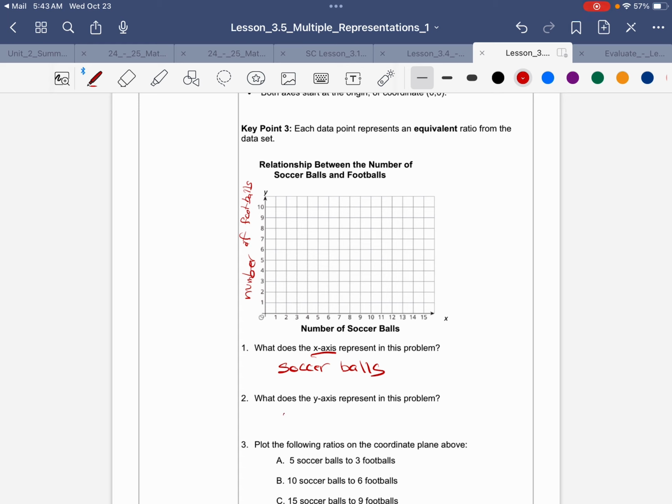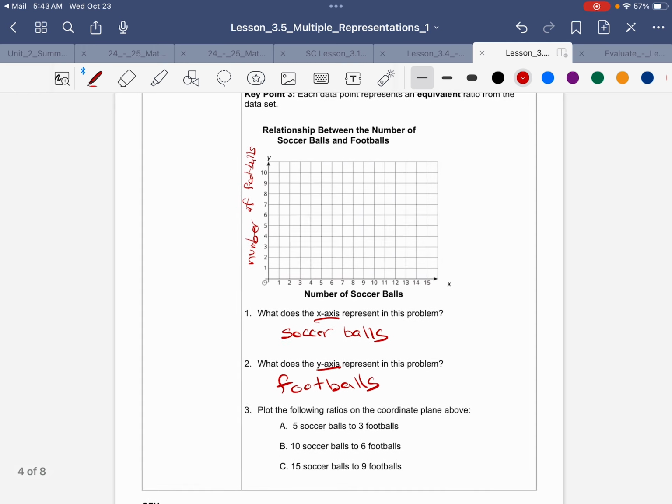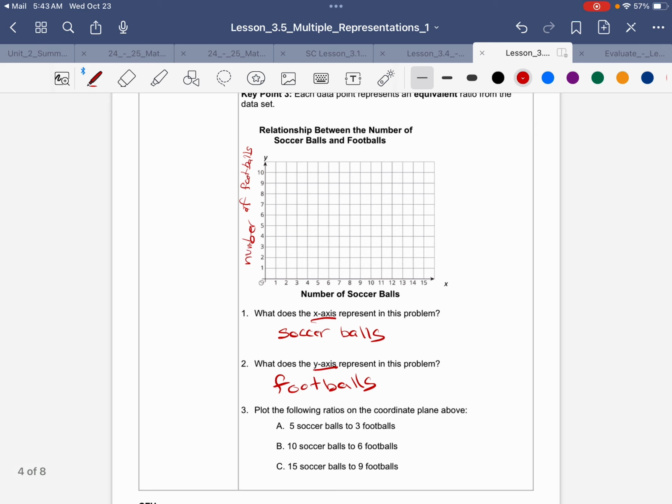So now they want you to plot the following ratios on the coordinate plane. So we'll do A in blue. So 5 soccer balls, 3 footballs. So 5 soccer balls, because that's our X here. And then 3 footballs. Okay, and if we label our point, we get 5, 3. Remember, X always goes first.